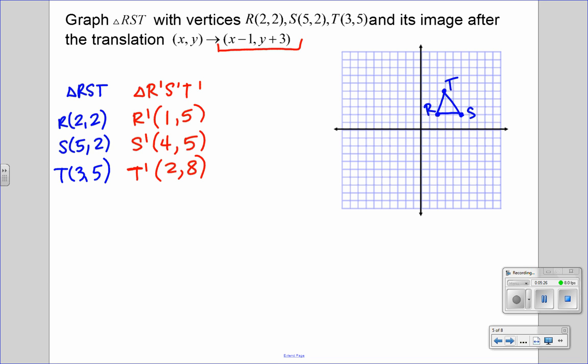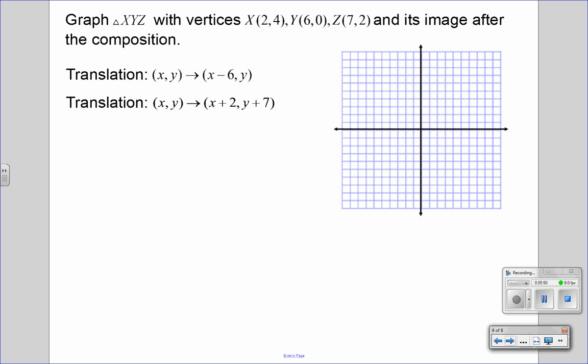1, 5, 4, 5, and then 2, 8. And now we have our image, where we subtracted 1 to x and added 3 to y, and that's our translation graphed.